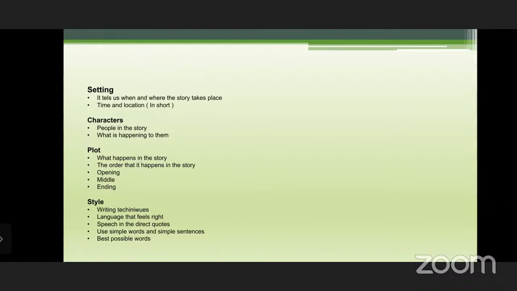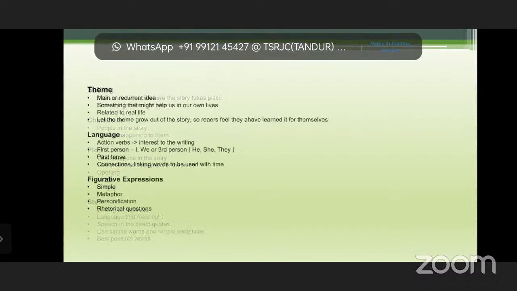For speech in direct quotes, use simple words and simple sentences which the reader can follow, and the best possible words. If we use sentences in direct speech, the readers find it effective, and they feel curiosity. So we have to use quotes, certain statements in direct speech. For example, in the play Dear Departed, Abel asked, "Now, where are my slippers?" Instead of "Abel said that where were his slippers", we can quote directly, "Where are my slippers?" That adds a lot of effectiveness to our story. And if the vocabulary is lengthy and difficult, the reader may not get interested. They may lose interest in reading the story.